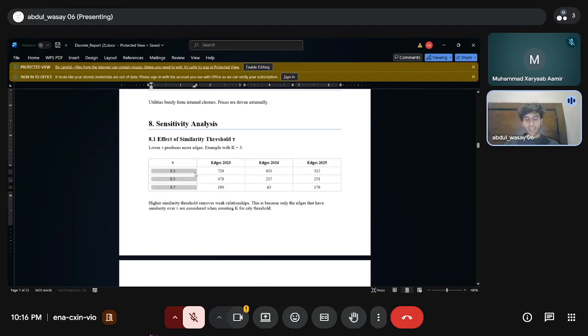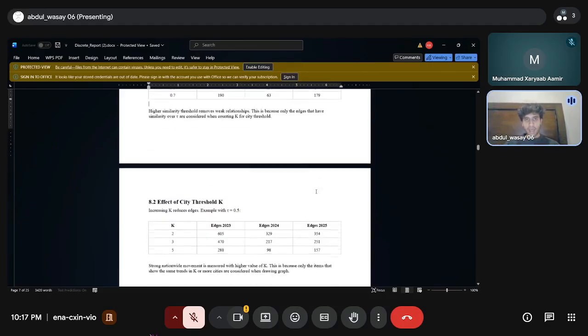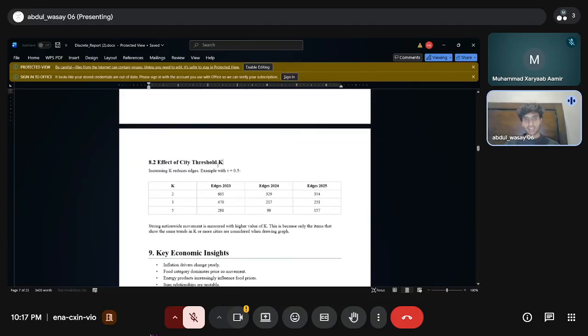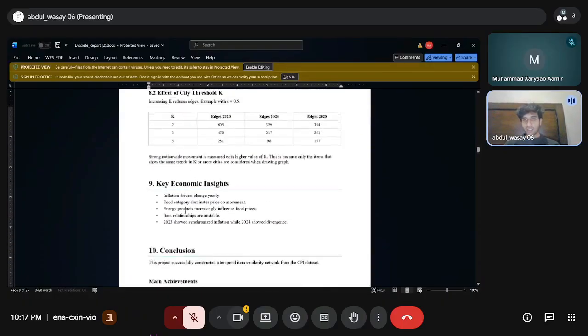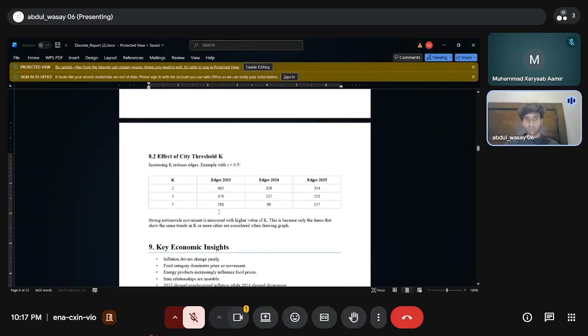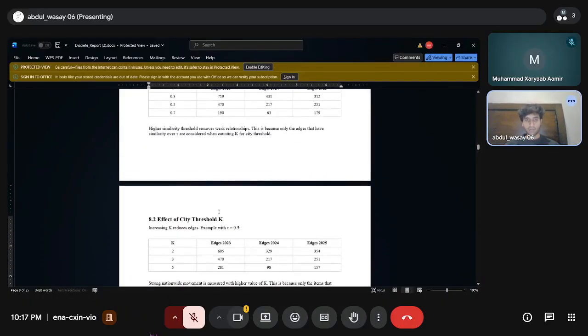You can clearly see that as tau increases, the number of edges decreases dramatically. And moving on to k, the city threshold, as k increases, the edges also drop, which means it is a very strong relation as we increase k and tau. So that's basically it from my side. And now Zaryab will move on to the insights of this project.